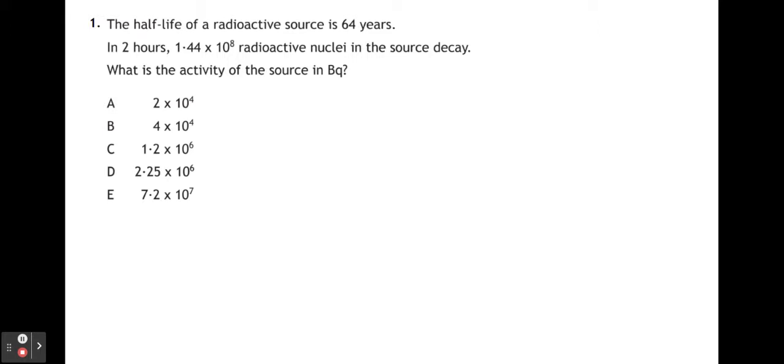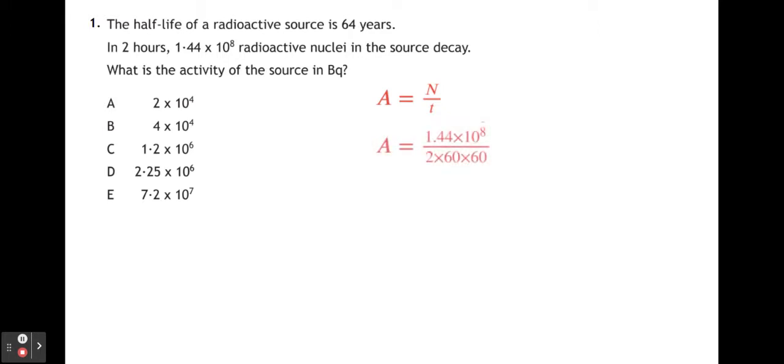Okay, let's see. Well, if we're trying to work out activity, we're going to use the formula A equals N divided by t, where activity is the number of decays divided by the time in seconds. The fact that the half-life is 64 years is just mentioned in order to tell us that the activity is not decreasing significantly over the 2 hours that we're dealing with.